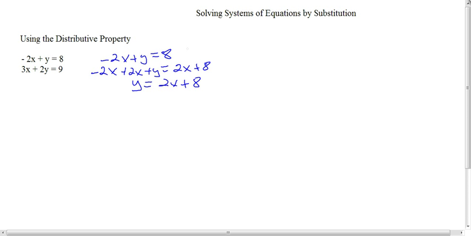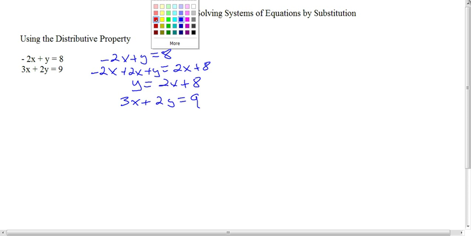Okay, so now I have my literal equation. So now I can go right ahead and put my second equation, which is 3x plus 2y is equal to 9. Since I have y, I can substitute y into either one of these equations. So since we have this one, let's just go ahead and do it. We'll just make it fun. It's not going to do anything but cause us to get better. So we're going to substitute the expression 2x plus 8 for y in this equation.